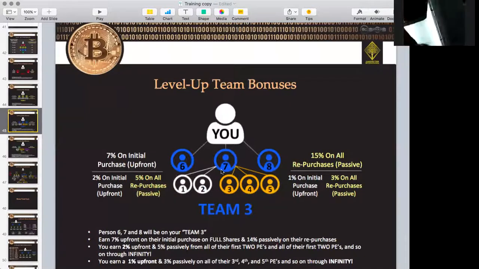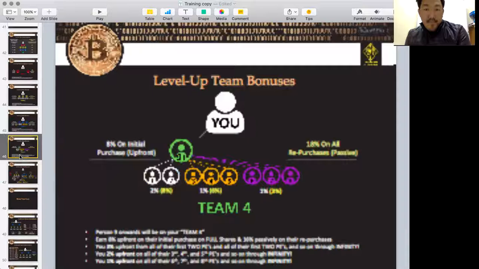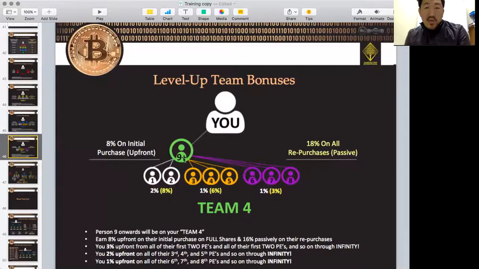Okay. So 6, 7, and 8 are your team 3. You make 7% from each of them. Okay. Now, here's where the money starts coming in. The team 4, because you make 8% on their initial purchase.